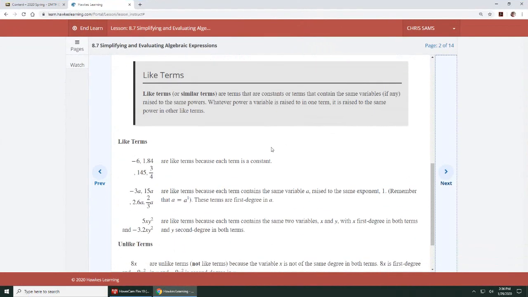Now, when they talk about like terms, good definition here, I like how they describe it. So it says similar terms are terms that have constants.